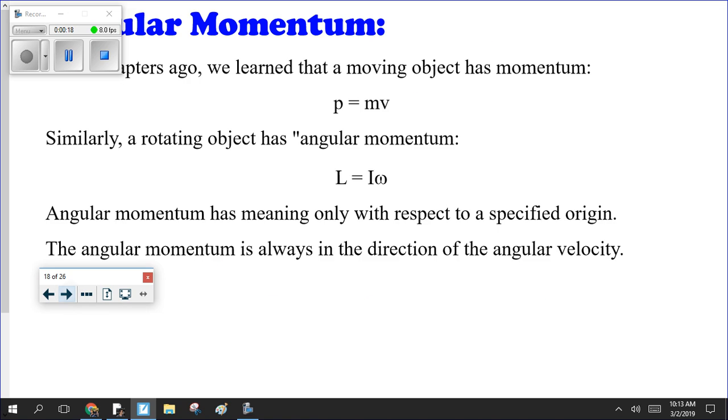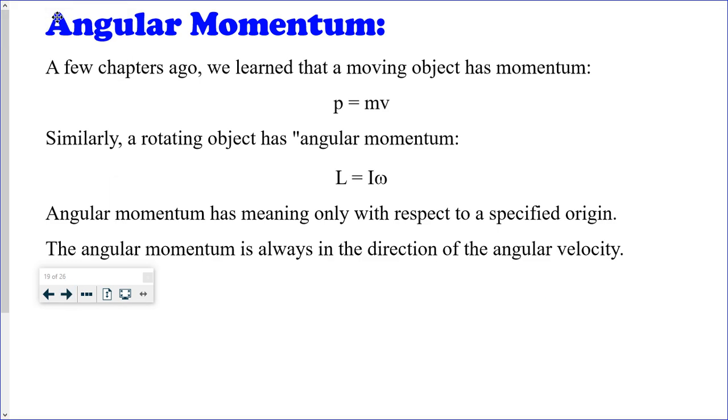So here we go. All right, so let's get this thing out of the way. All right, so angular momentum. So forever ago, we learned a moving object has momentum, right? And I guess I should stress the fact that it's a vector, right? So momentum as a vector is mass times velocity as a vector. Please remember that your momentum and your velocity are always in the same direction, okay?